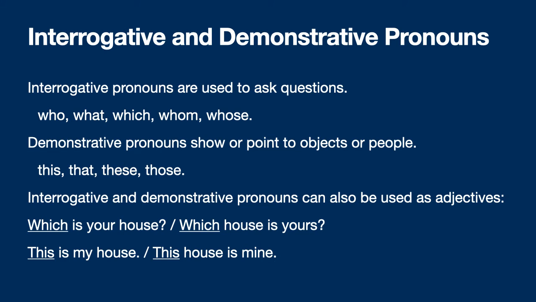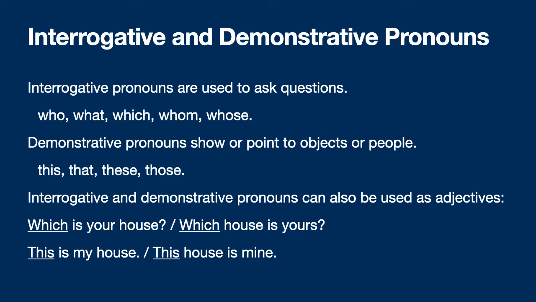Next we have two types of pronouns, interrogative pronouns and demonstrative pronouns. Interrogative pronouns are used to ask questions. So who, what, which, whom, whose. When these words are used to ask questions, they are called interrogative pronouns. Demonstrative pronouns show something or point towards certain people or objects. This, that, these, and those are the common demonstrative pronouns.